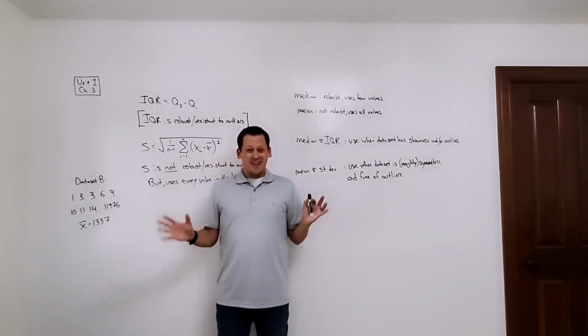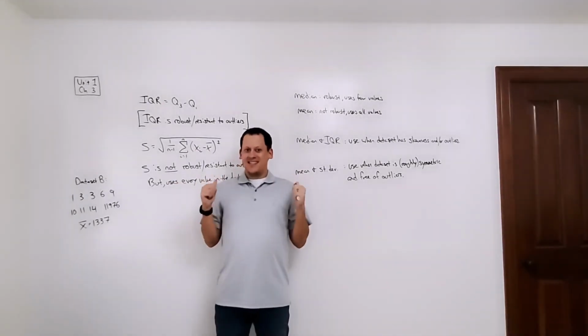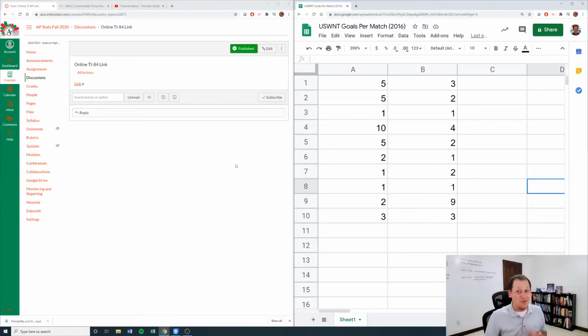So I've been teasing it long enough. Let's figure out how to get a lot of these statistics right away using the graphing calculator. Here we go. We're finally going to learn how to do this on the calculator. And the data we're going to use, I chose the U.S. Women's National Team goals per match data that we've used in the past. So we've got our data here.